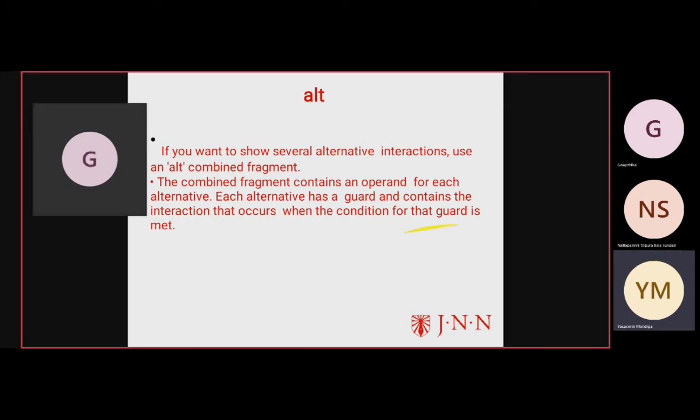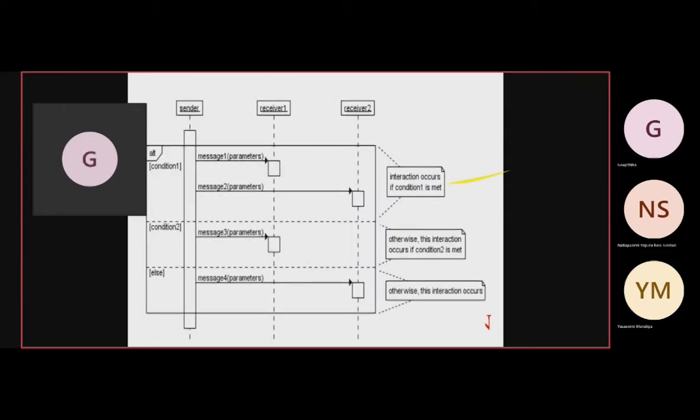So interaction 1 occurs if condition 1 is met. Interaction 2 occurs if condition 2 is met. Otherwise interaction 3 will occur. So for condition 1, I'm going to pass the parameter. If it is true, then it is going to collect data from receiver 2. Same way, if condition 1 fails, I move to condition 2, or else I move to the else condition. One of the examples given here is a bank example.